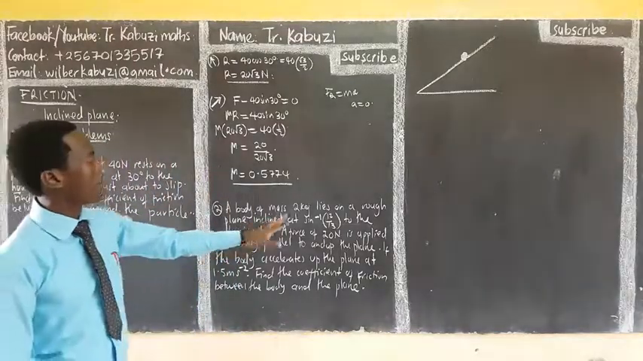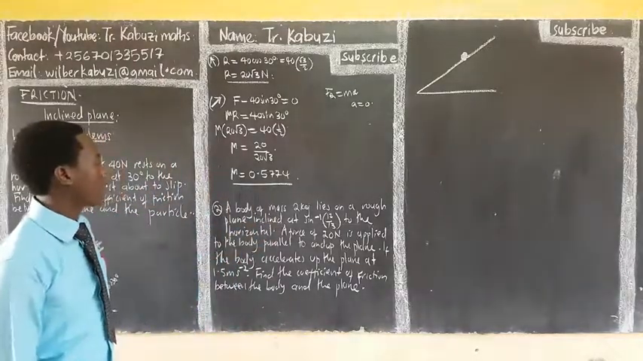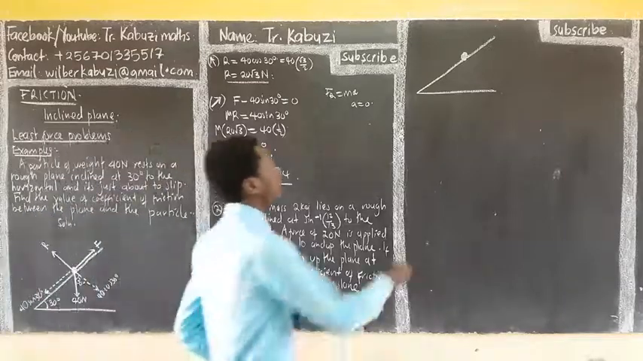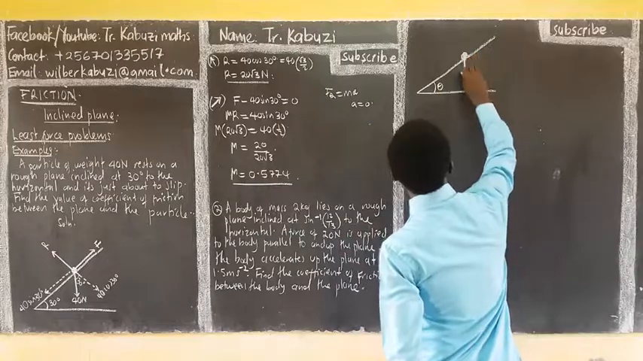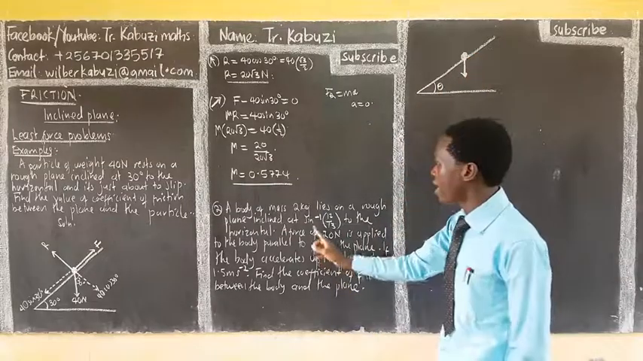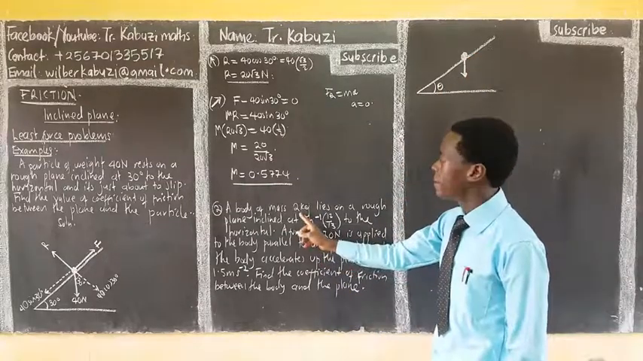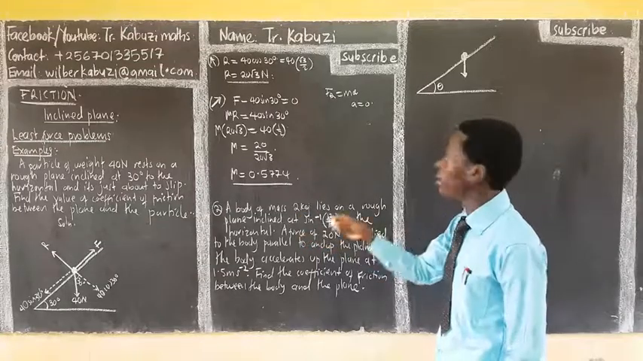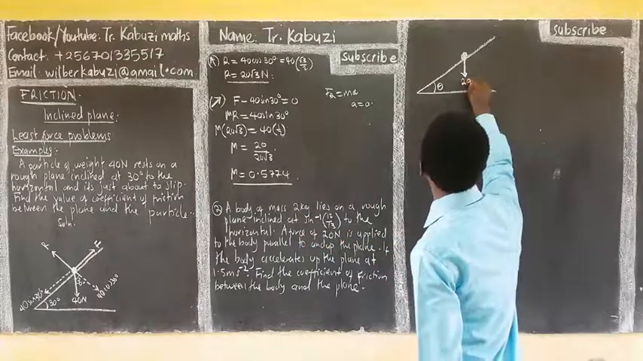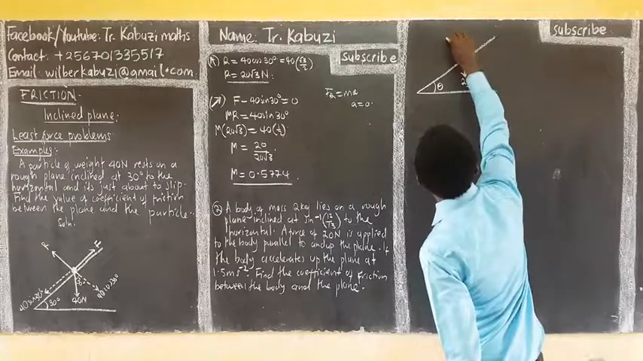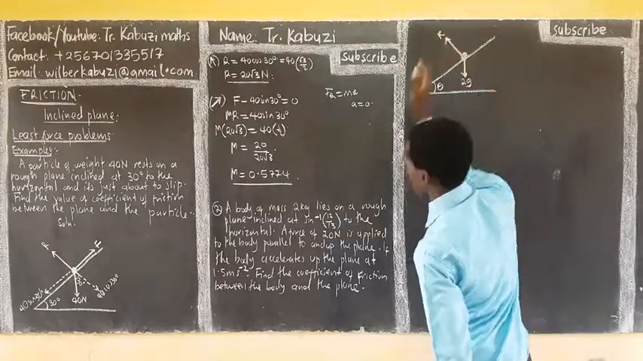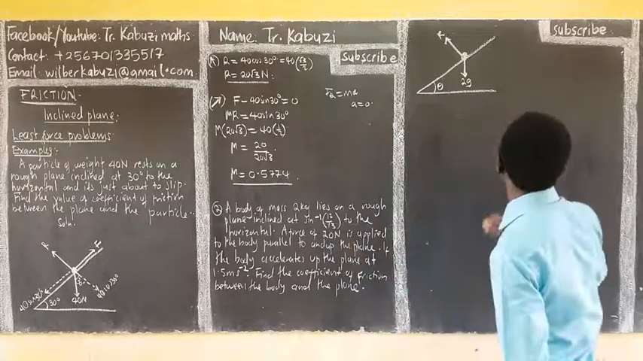Next: a body of mass m lies on a rough plane inclined at an angle theta. Whenever it's mass, to get the weight we take the mass times the gravity. Of course, because it's there, we are going to have a reaction like that.